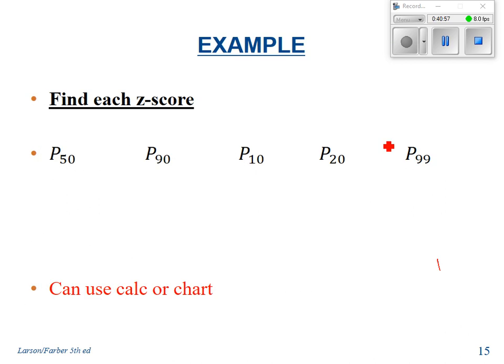We want to do all these or not? Let's do the first one at least. So yeah, let's do it. What's the z-score going to be for that one? 0. Because it's 50%, right? So we're right in the middle.